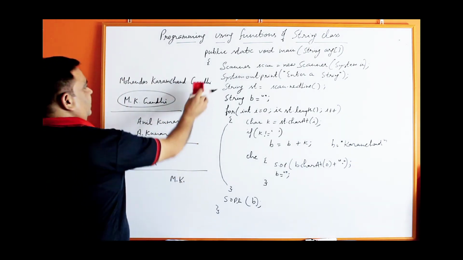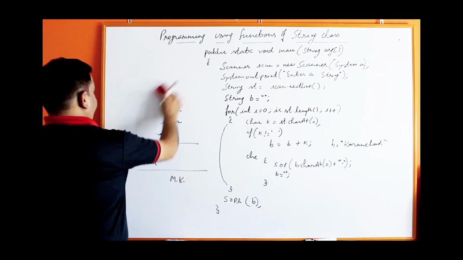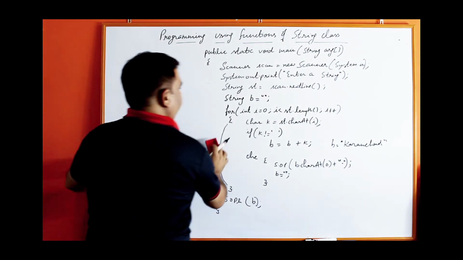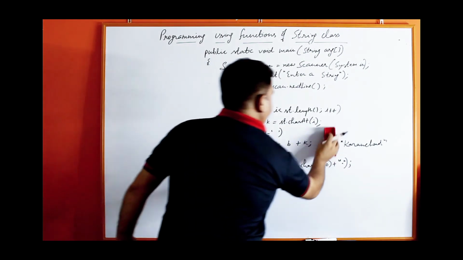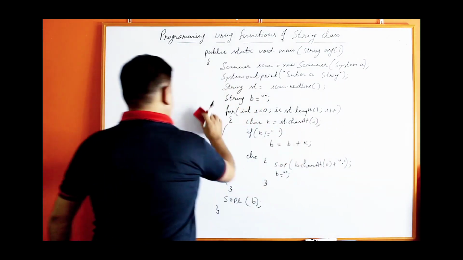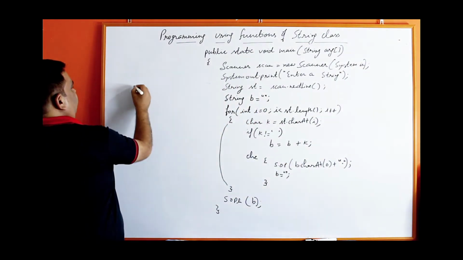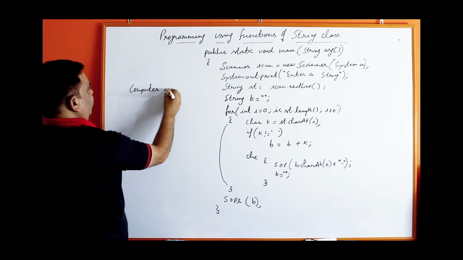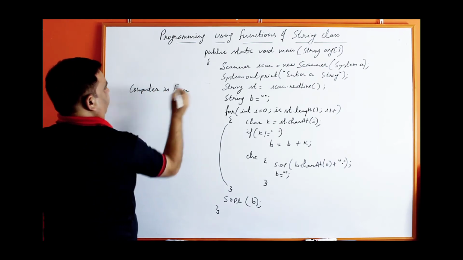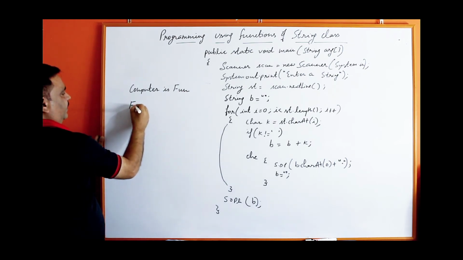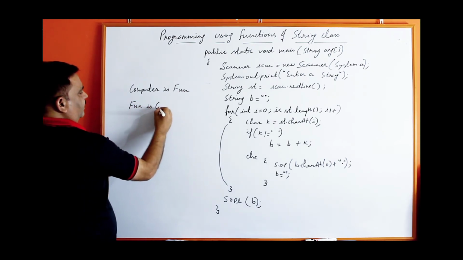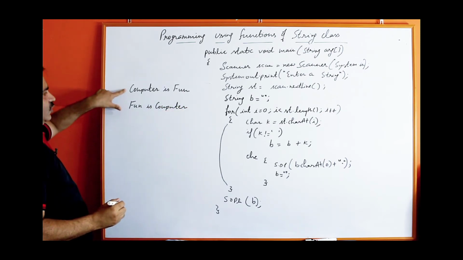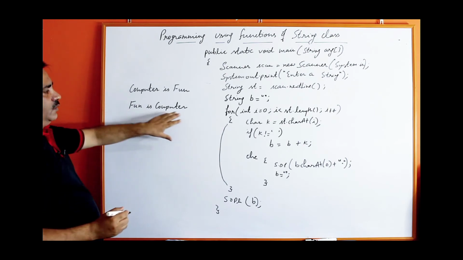Let us continue with some more programs. If the sentence is computer is fun, then output should be fun is computer. This should be the input and this should be the output.